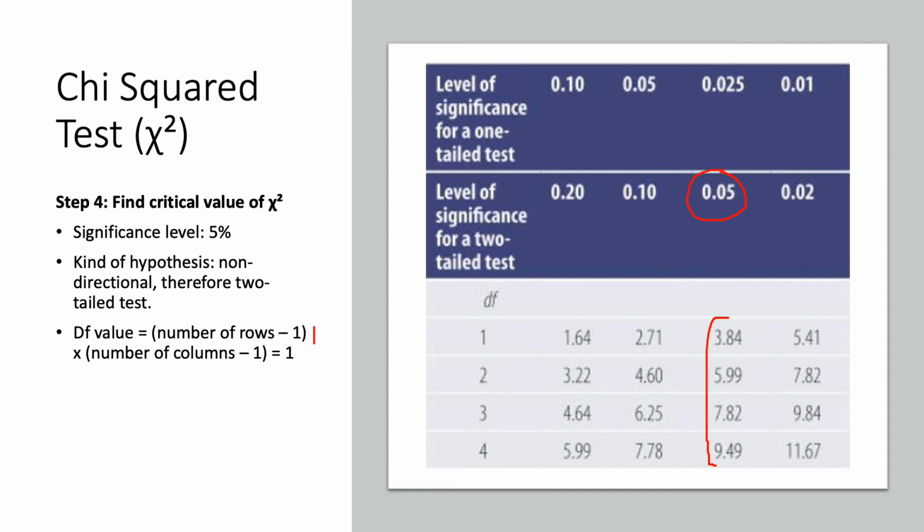And then the number of columns, we also had 2, because we had male and female. So 2 minus 1 is 1 again. 1 times 1 is 1. So our degrees of freedom value is 1. So therefore our critical value is 3.84. And the calculated value has to be greater than the critical value for it to be significant, because chi-squared has an r in it. So therefore calculated has to be greater than critical.